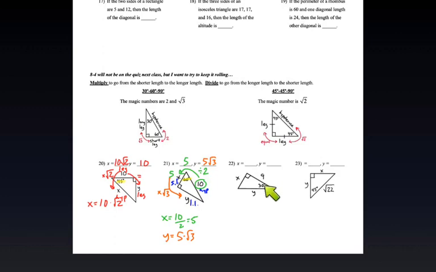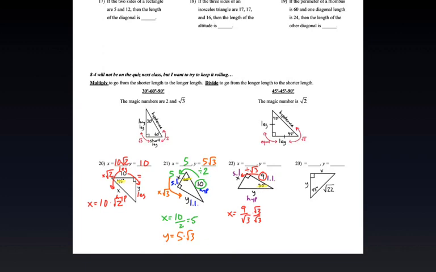Number 22, this is a 30, 60, 90 triangle because of the 30-degree angle right there. The hypotenuse is y, x is the short leg, 9 is the long leg. So we're given the long leg. We'll always go from either the long leg or the hypotenuse to the short leg in a 30, 60, 90. Bigger thing to smaller thing, 9, the long leg, to x, the short leg. I'm going to divide by magic number square root 3.